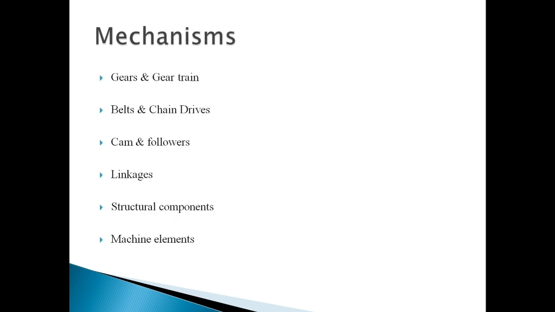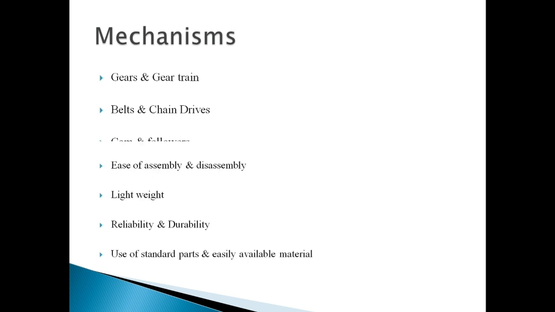There are various mechanisms like gears and gear trains, belt and chain drives, cams and followers, and linkages. Structural components include frames, fasteners, bearings, etc. Machine elements include splines, keys, etc.